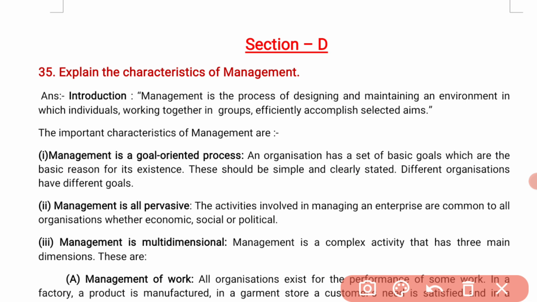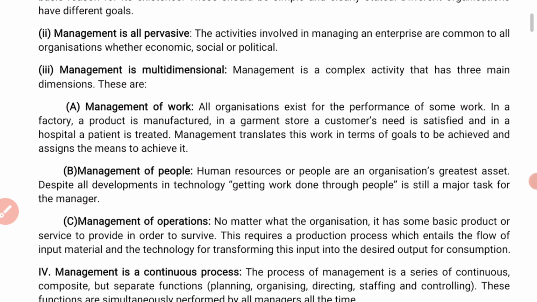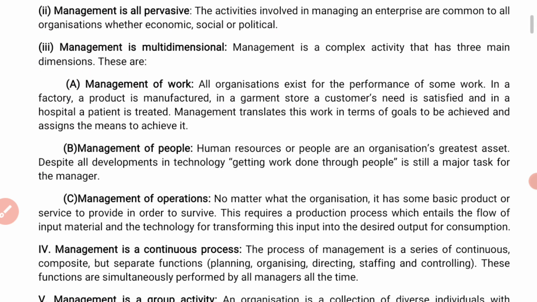Next, management is all pervasive. The activities involved in managing an enterprise are common to all organizations, whether economic, social, or political. So here we can say management is all pervasive, which means whatever the activities involved in an enterprise are common in all organizations, whether related to economic, social, or political matters. And management is multidimensional. Yes, in every business organization, management is multidimensional, because the activities are complex.